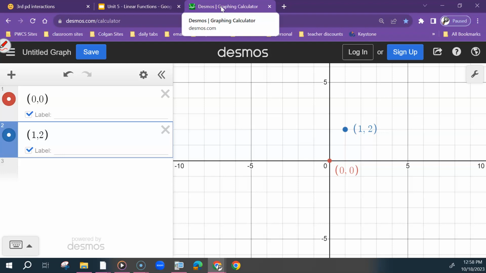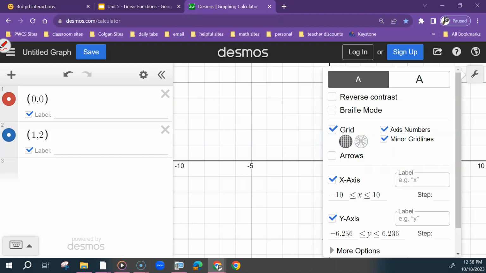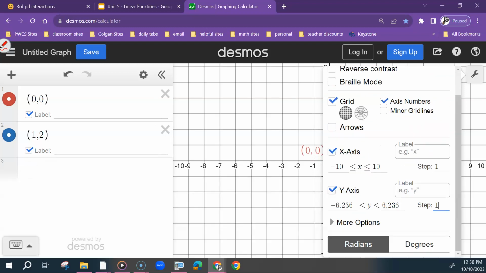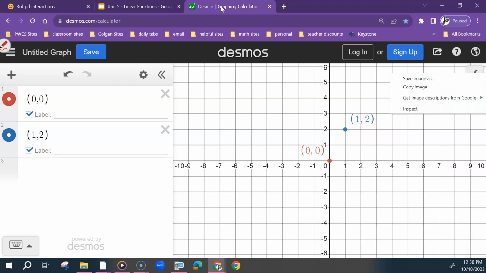When you're practicing at home and want to double check yourself, you can use Desmos. When finding the slope between 2 points, you can put in the 2 points and count. If it's easy to count from where it is, great. If you would like it to be a little bit easier, go into the wrench, turn off the minor grid lines, and change the step on both of these to 1. So now I see every single number and I can count. Before, the numbers weren't all there.